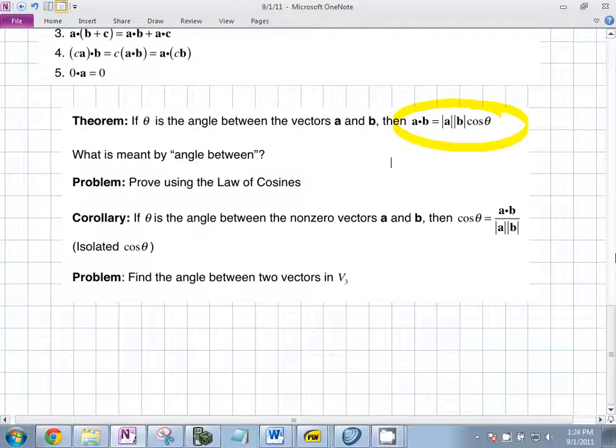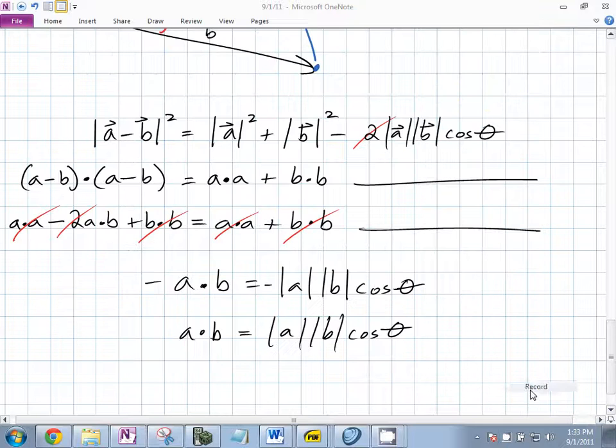First of all, what does it mean by the angle between? If you have two vectors, they have to be starting at the same point. What does it mean, angle between? Yeah, if I have two vectors in 2 space and 3 space.